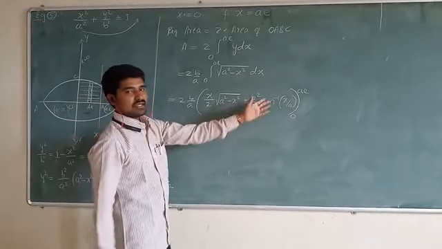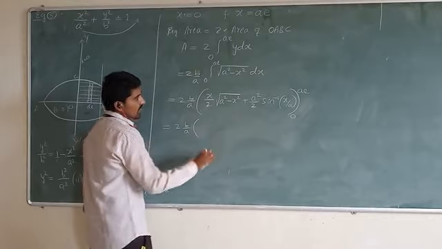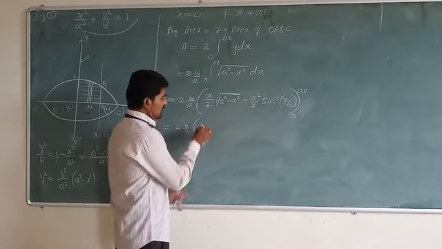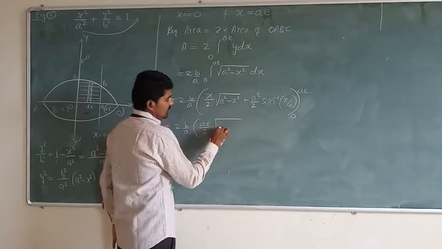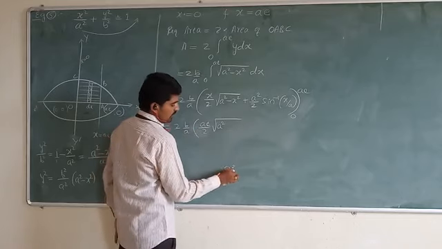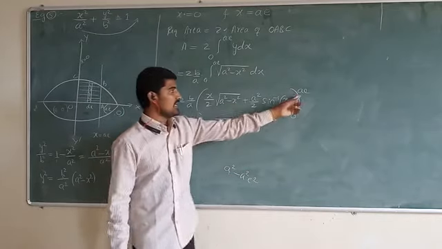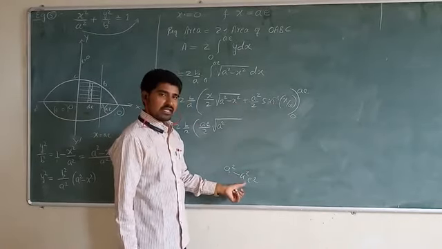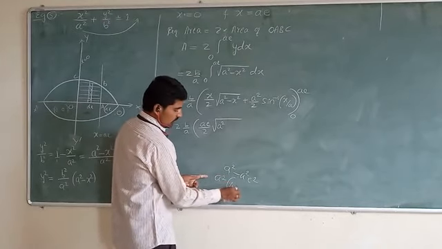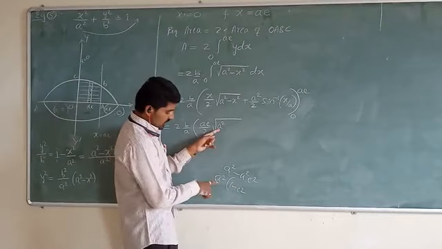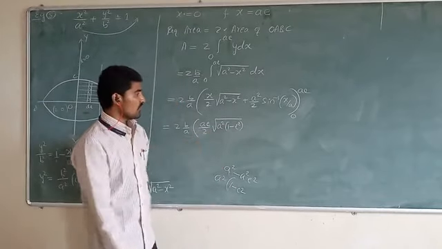Apply upper limit minus lower limit, which is equal to 2 times b by a. Upper limit is ae divided by 2 into square root of a square minus a square e square, because x is ae, x square is a square e square. Here we can take a square as common. What is the remaining thing? 1 minus e square. I hope all of you understand.